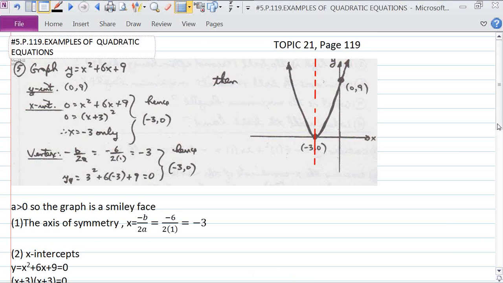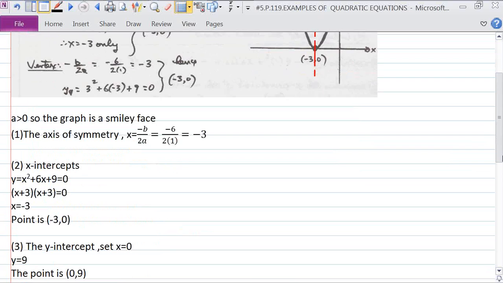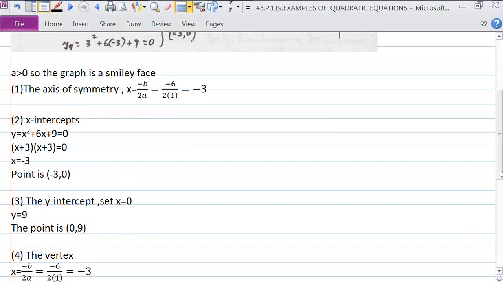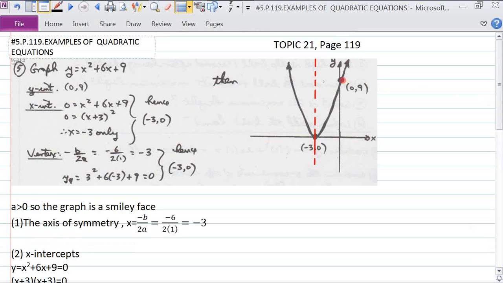Now, I don't think I did the y-intercept. So to find the y-intercept, we set x equal to 0. And if you do that in this equation, let's take a look at the equation right here. If you set this equal to 0 and this equal to 0, then y equals 9. So the y-intercept is 0, 9. So we have this point and we have that point. And we know it's symmetrical, so it has to be drawn like this.